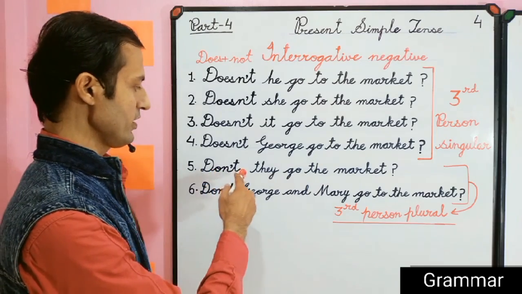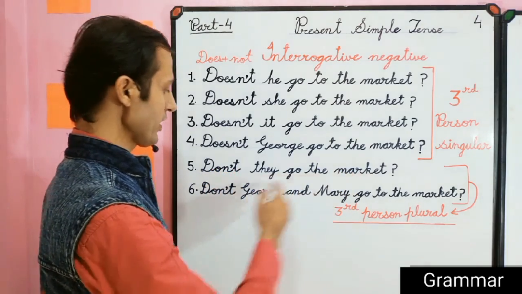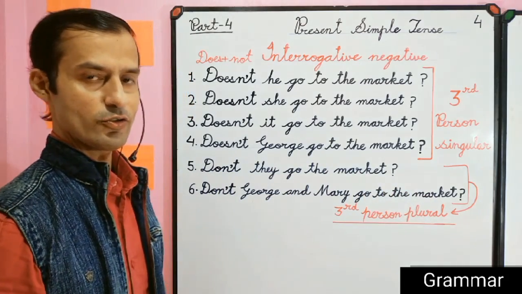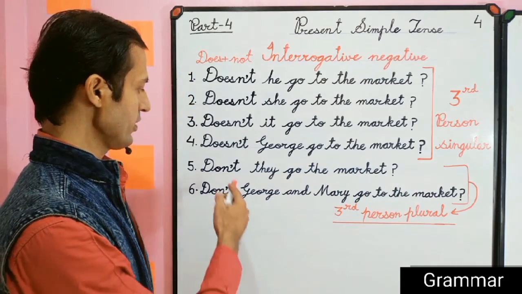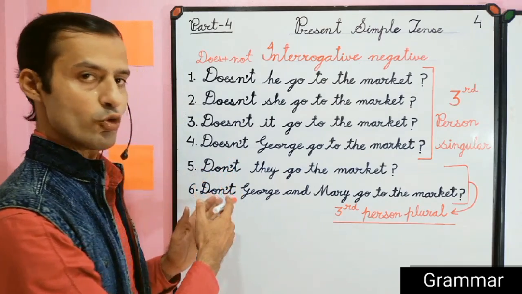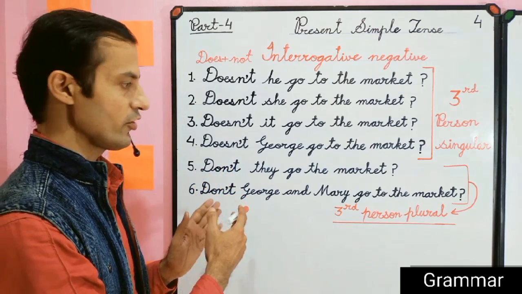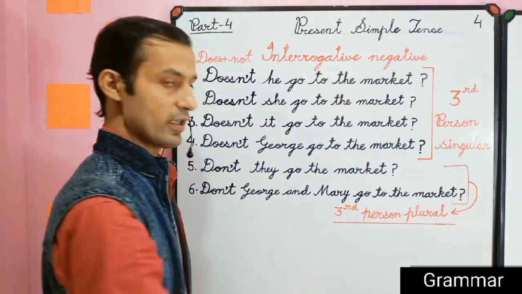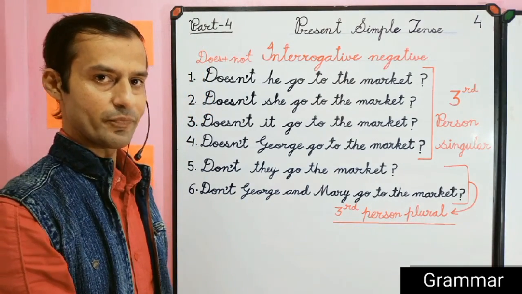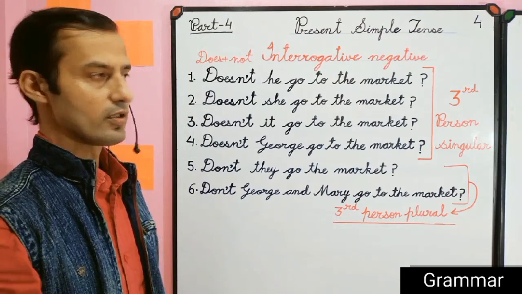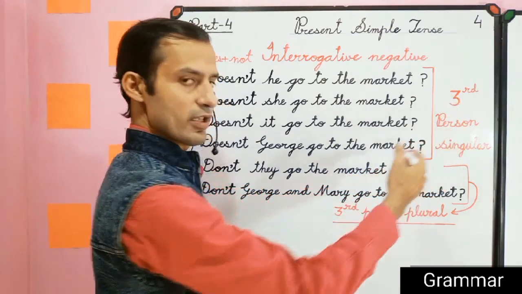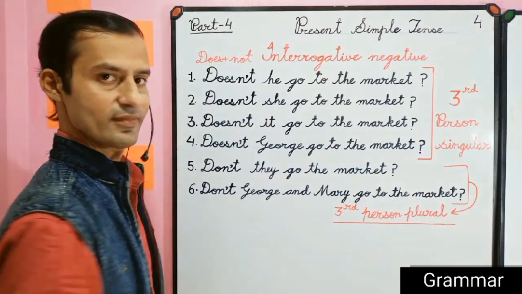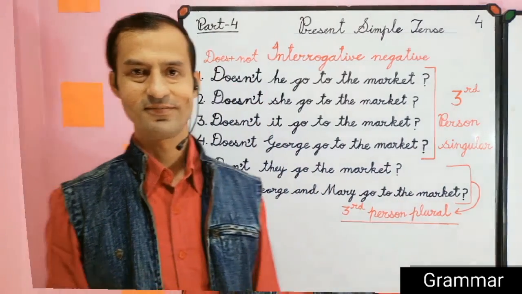And here we see, don't they go to the market? And don't George and Mary go to the market? So in these sentences, don't is the shortened form of do plus not. And we have used don't particularly with the third person plural subject. And with the third person singular subject, we use doesn't. It's very essential for us.